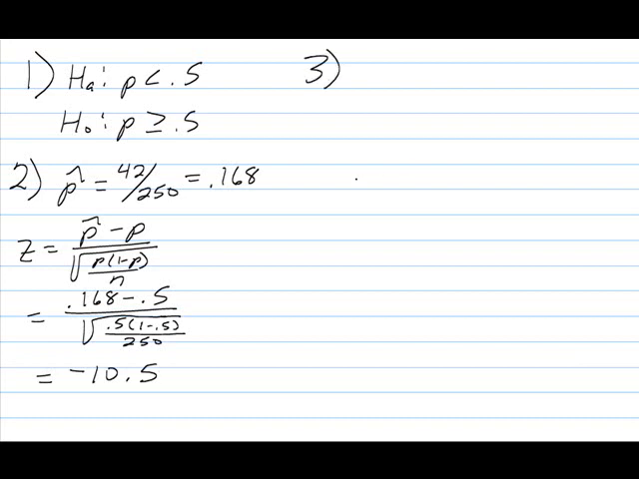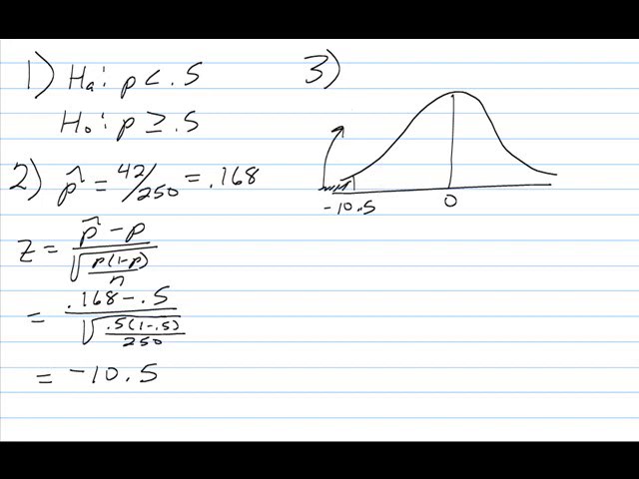Step 3 is to find the area under the curve that corresponds to this test statistic. Once again, this is a z distribution. Negative 10.5 is going to be way, way down here. In this case, we want to test less than, so we want the area less than. That area is my p-value.